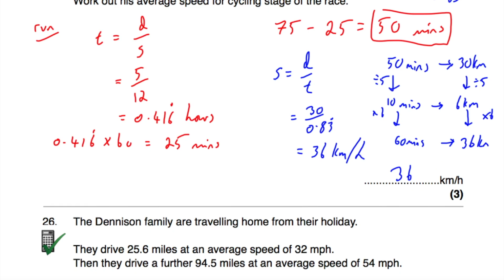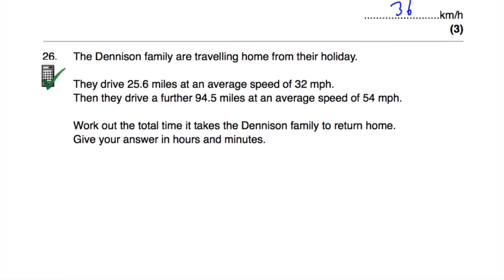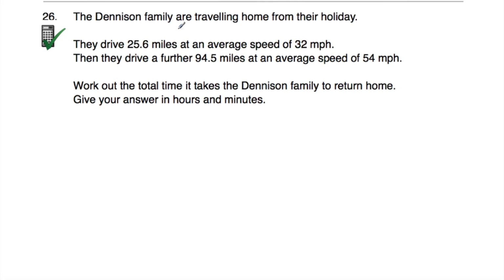And that's it. Okay, let's look at our next question, question number 26. Question number 26 says, the Dennison family are travelling home from the holiday. They drive 25.6 miles at an average speed of 32 miles per hour. They then drive a further 94.5 miles at an average speed of 54 miles per hour. And we've been asked to work out the total time it takes the Dennison family to return home and to give our answer in hours and minutes.